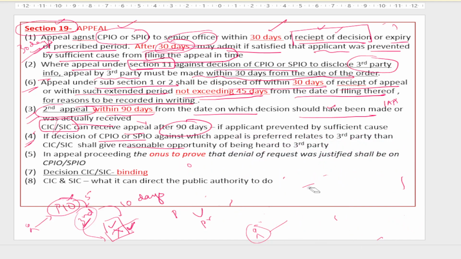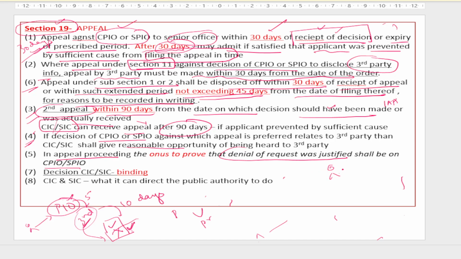Now the next point is subsection 5 of section 19. In appeal proceedings, the onus to prove that the denial of request was justified shall be on the PIO. So the responsibility to prove that the denial of request to the applicant was justified shall be on the PIO. The responsibility is not on the applicant.